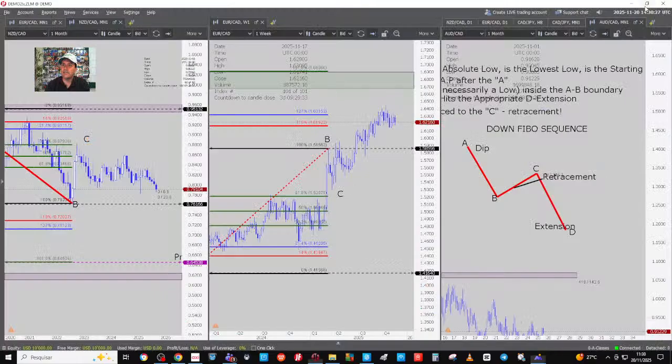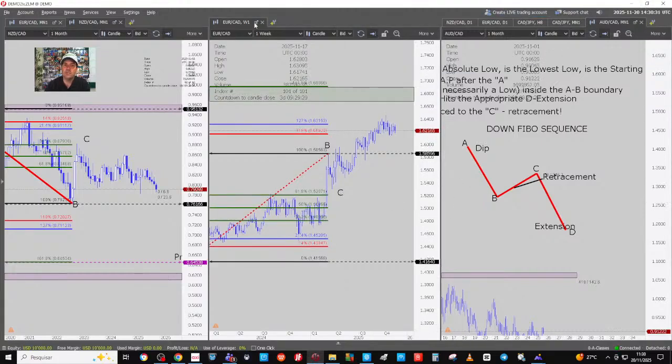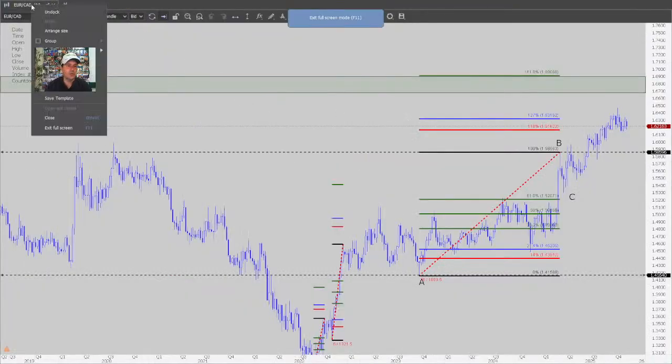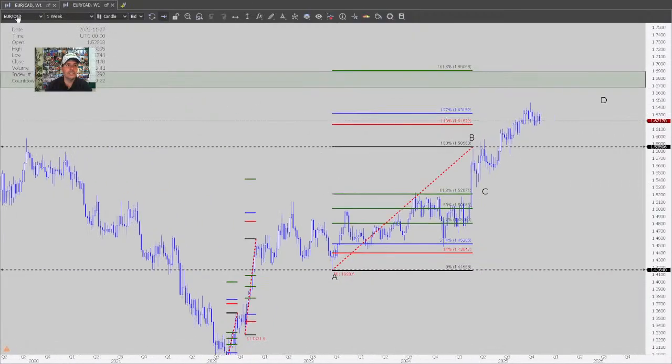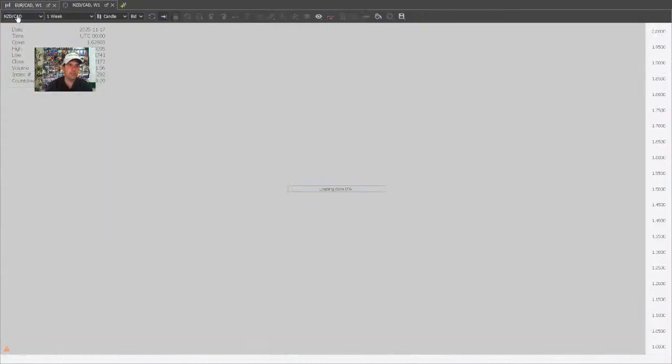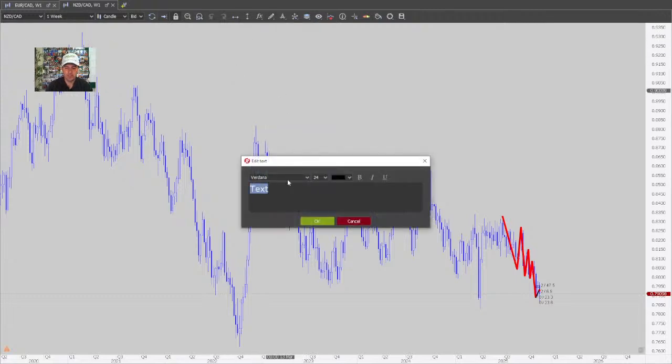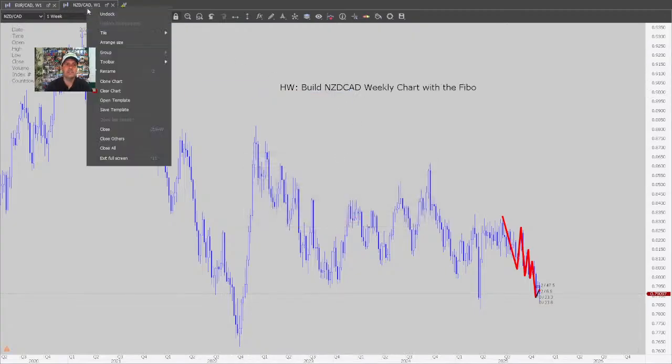This is our last class of the week. Build your charts. Homework. Clone chart NZD-CAD. Homework until Monday. Build the NZD-CAD weekly chart with the Fibo, which means the Fibonacci. Okay, everybody?